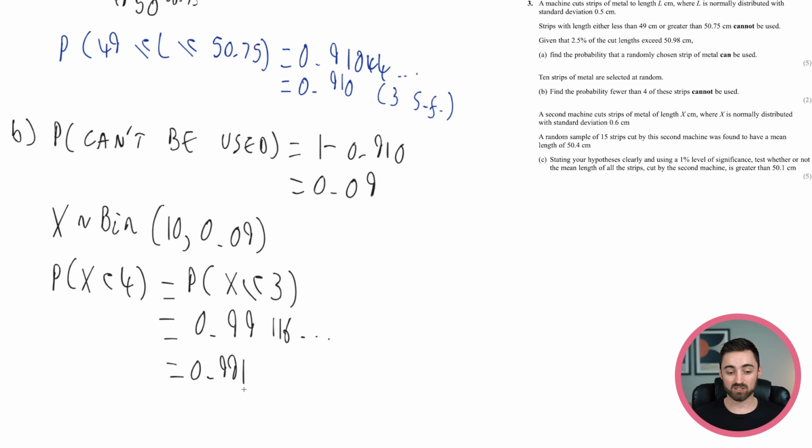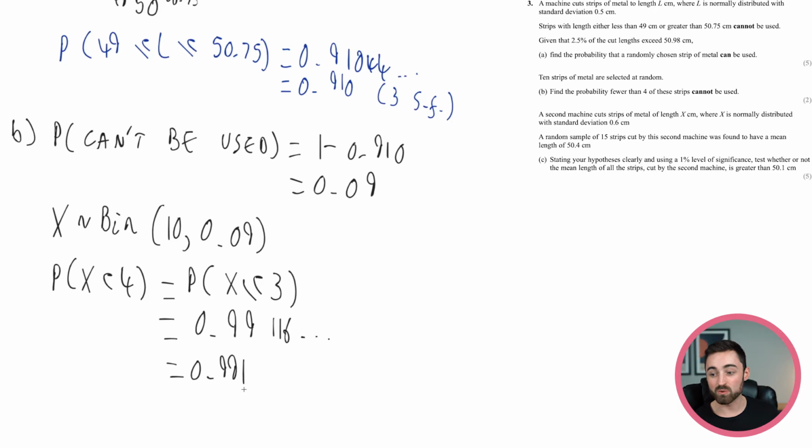Now, in statistics and mechanics, when you get these numerical answers, you can always think, does this make sense? Especially an answer as crazy as this, right? 0.991, that is so likely. That's a 99.1% chance of happening. So does it make sense that this probability is so high? Well, I should hope so, right? Look at this. It says 10 strips of metal are selected at random.